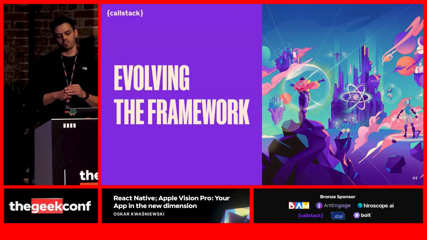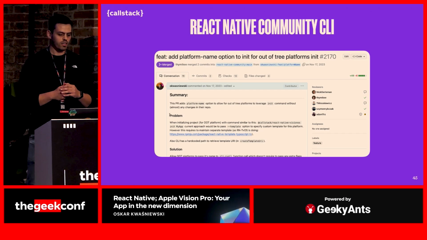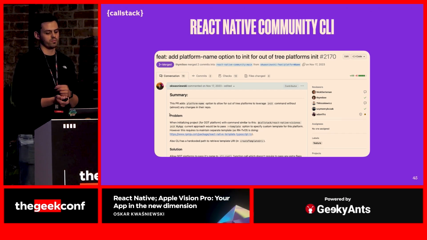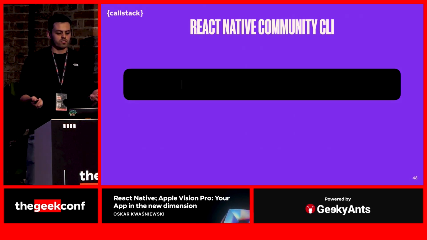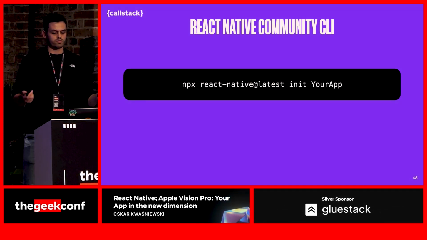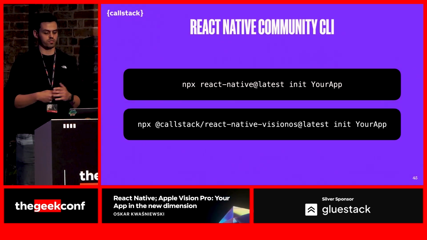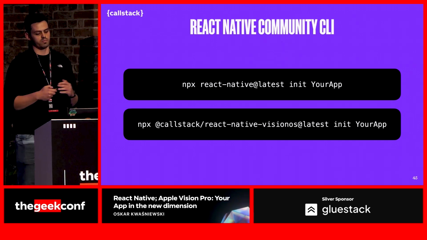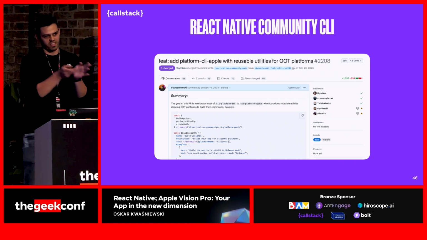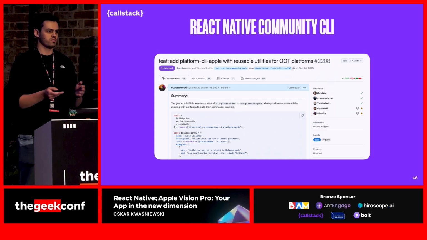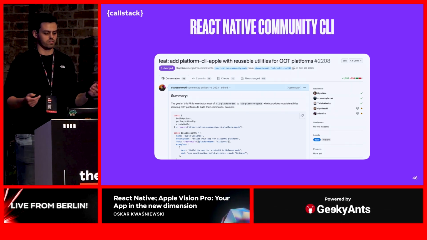After we got a proof of concept working, it was time to clean things up for the initial release. We started off by setting a solid foundation and bringing out-of-tree platform support to React Native Community CLI. First of all, we added support to the init command. Thanks to this change, React Native VisionOS uses the same code as React Native init, so that you can initialize your React Native VisionOS application. Then we refactored CLI platform iOS to be CLI platform Apple in order to provide a reusable set of utilities that out-of-tree platforms can use to implement their own CLI commands.